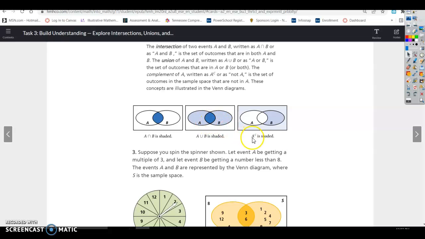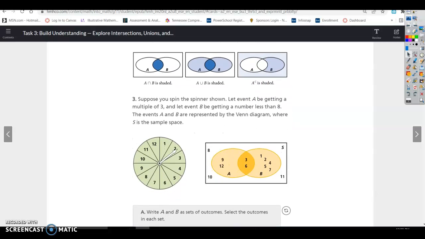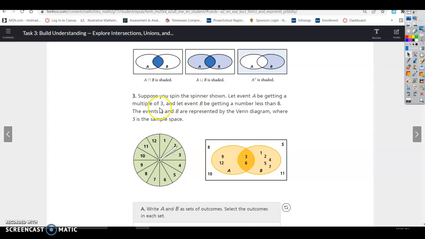properties. All right, so we've got A to the C is shaded, so this is our complement. So A complement. So everything outside of A is A complement. So everything in B, but not in A, is A complement. All right, so those visually help you see what we're talking about.